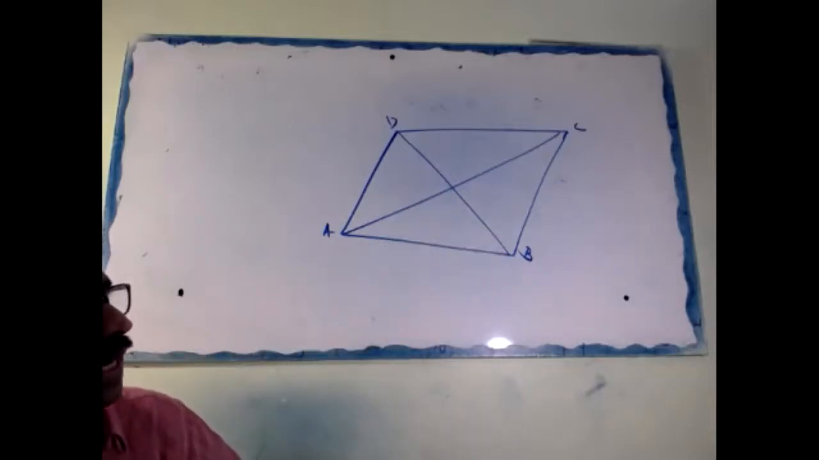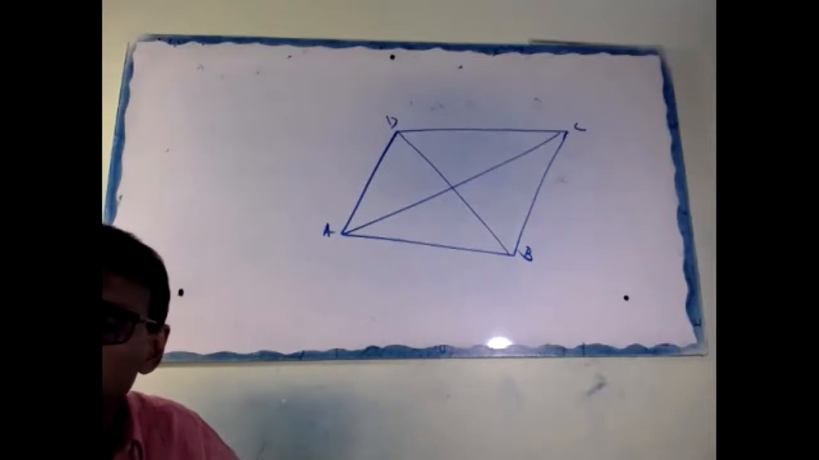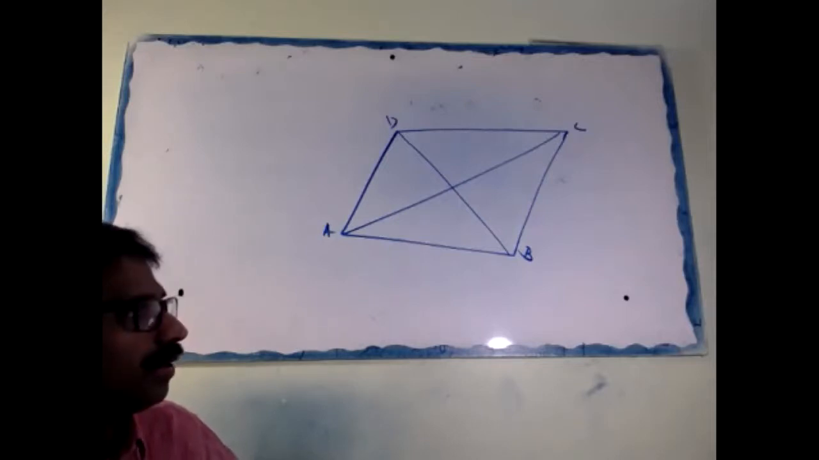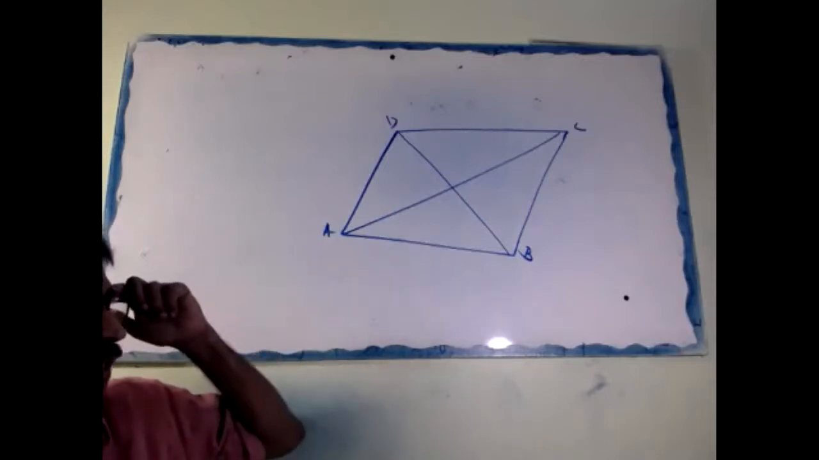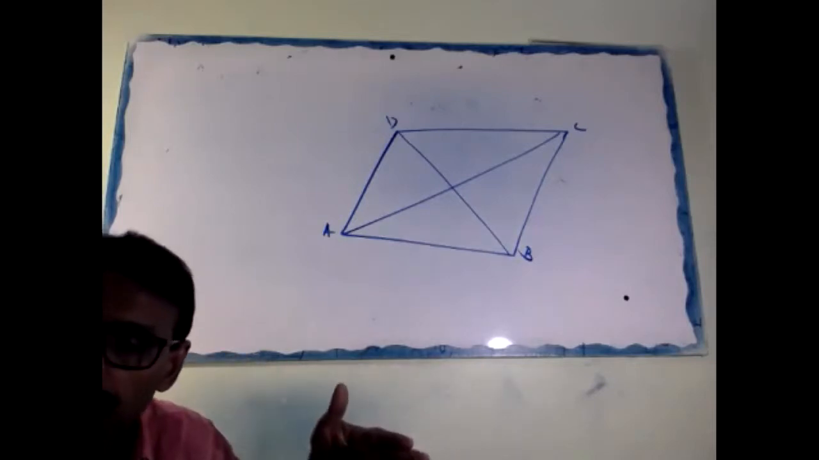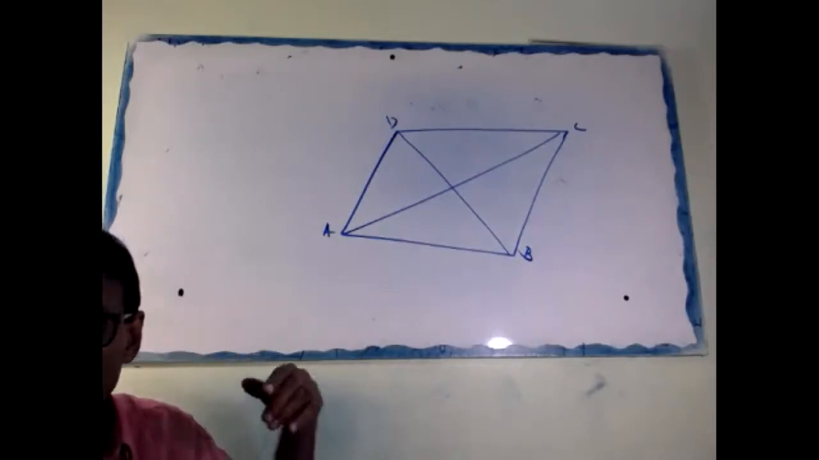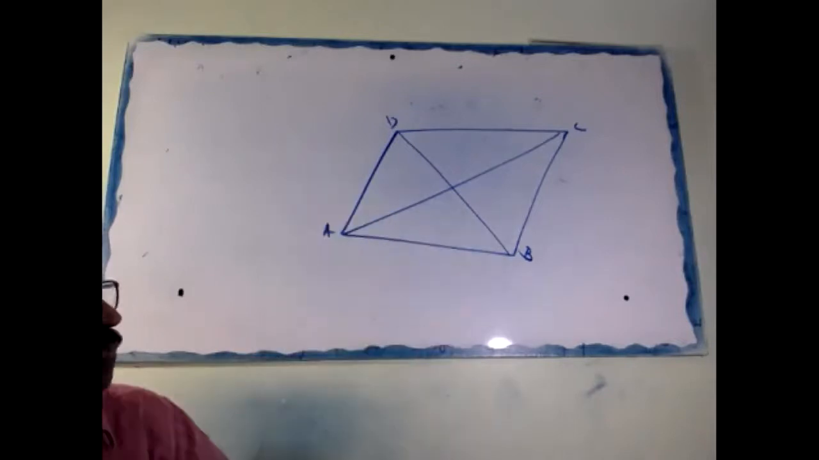BC and CD, adjacent sides. CD and DA, adjacent sides. DA and AB, adjacent sides, because these sides have a common vertex. If two sides have no common vertex, they are called opposite sides. AB and DC, opposite sides. BC and DA, opposite sides.